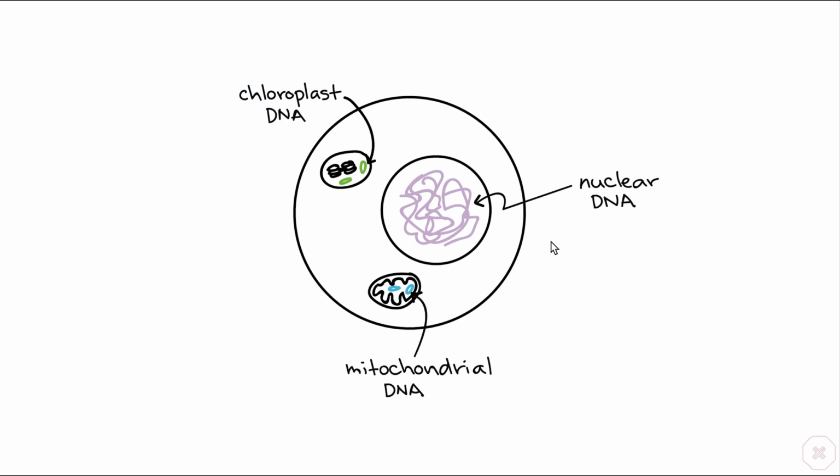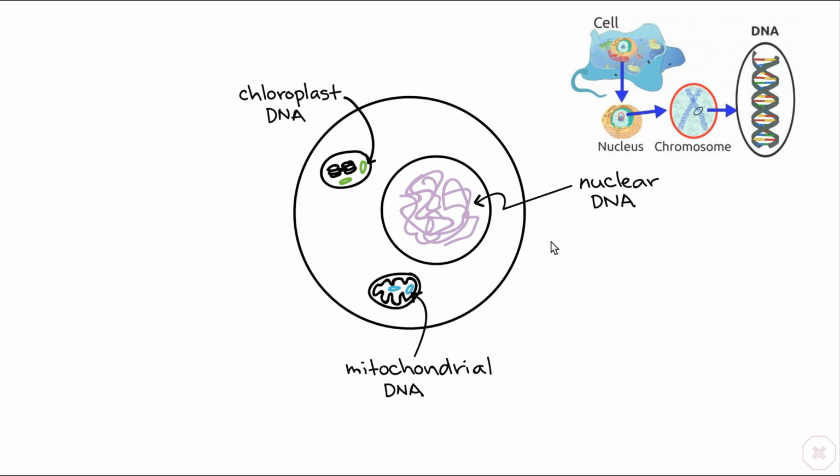Here we see a really simplified diagram of a cell. We can see our three organelles that contain DNA. So we have nuclear DNA. In the nucleus, we have our chromosomes, which are in the usual X shape that we quite commonly associate chromosomes with, and those chromosomes are made up of our double helix of DNA.